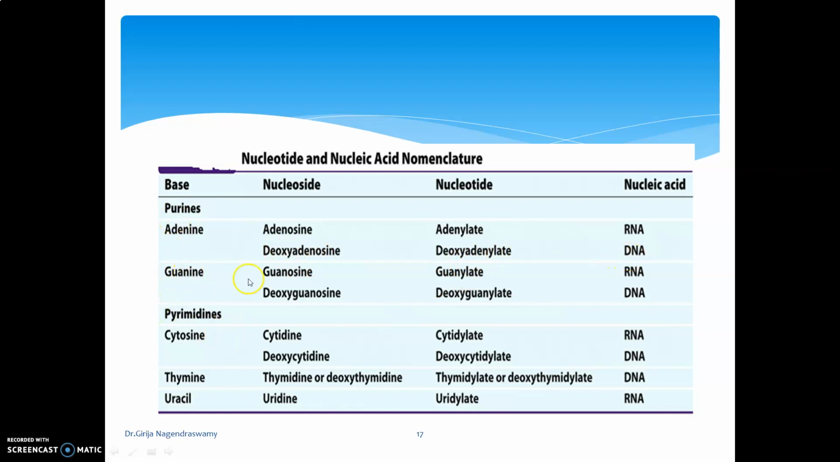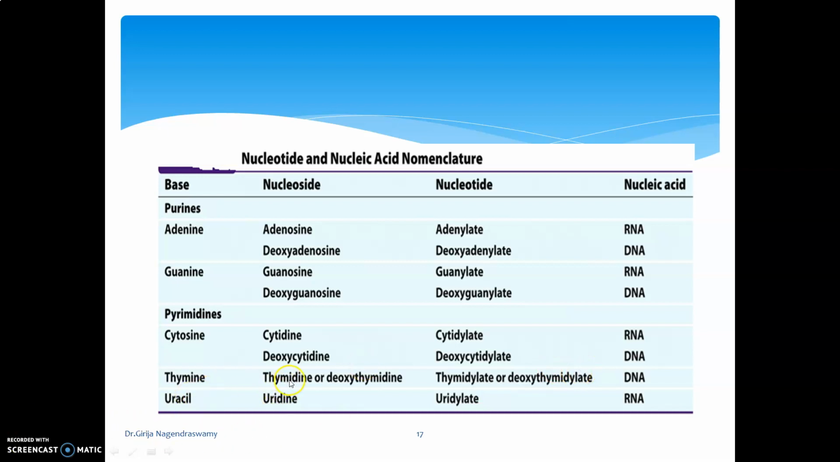If the base is guanine, nucleoside is guanosine. Guanylate is nucleotide, present in RNA. Deoxyguanosine is nucleoside and deoxyguanylate is nucleotide, present in DNA. Pyrimidine bases are cytosine, thymine and uracil. So corresponding nucleoside is cytidine, nucleotide is cytidylate, present in RNA. So nucleoside deoxycytidine and nucleotide is deoxycytidylate, present in DNA.